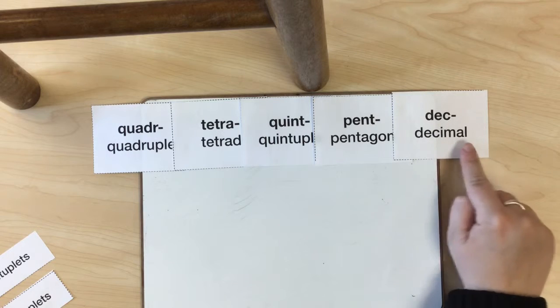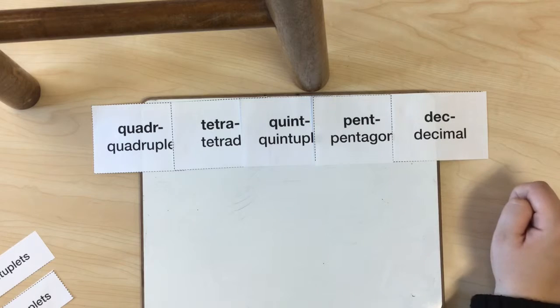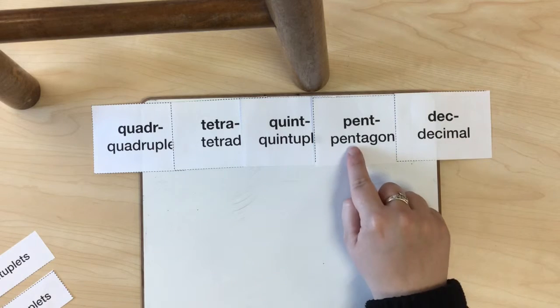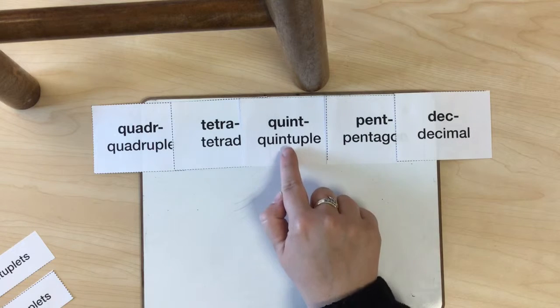Okay, the decimal is always in the tenths place. So you know that des means 10. A pentagon has 5 sides. A quintuple means there are 5 of them.